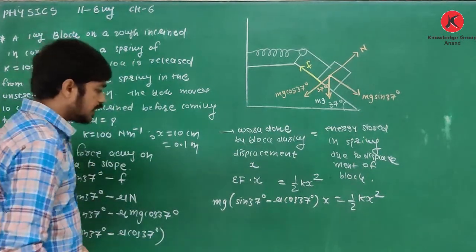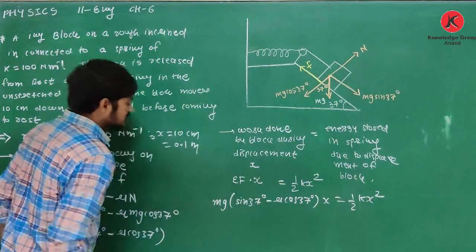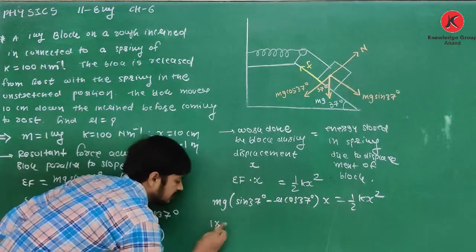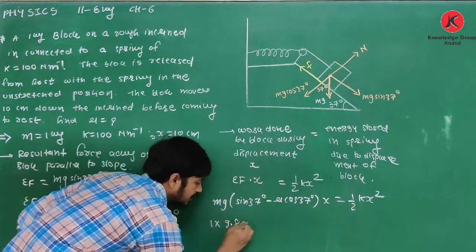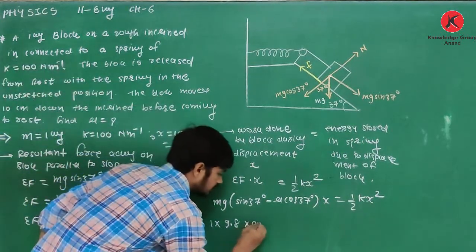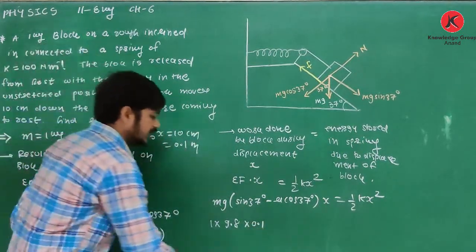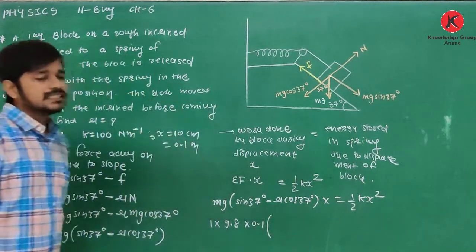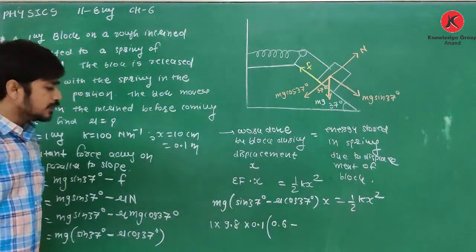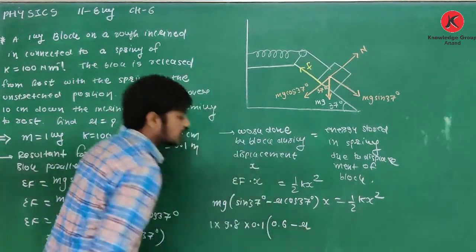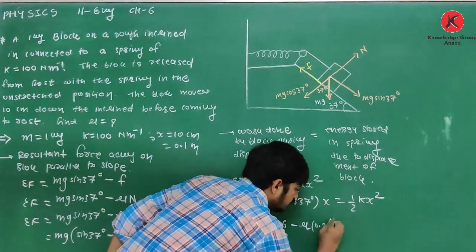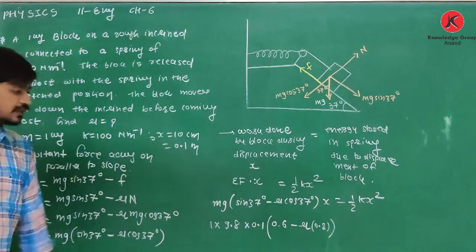Now we have to put in the values. What is the value of m? The mass is given as 1. g is 9.8. What is the value of the displacement x? It is 0.1. Now in the bracket, sin 37 has the value 0.6, and cos 37 has the value 0.8, with mu as it is. Left hand side clear?